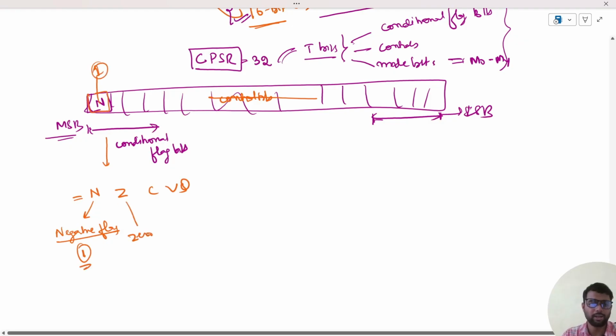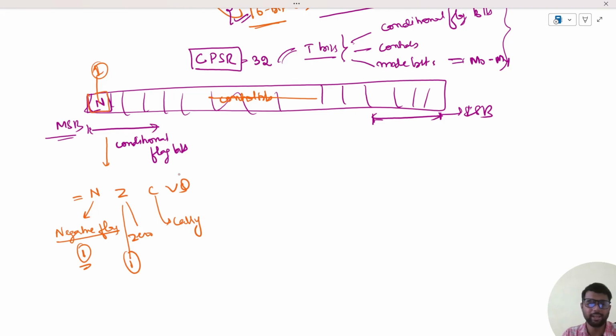This is the zero flag bit. When this is 1, it indicates the result is 0. This is the carry flag bit. When this is 1, it indicates that there is a carry. This is the overflow bit, and this is the saturation flag. Just remember the name, saturation flag bit. So N is the negative flag, Z the zero flag, C the carry flag, V the overflow flag, and Q the saturation flag. These were the conditional flag bits.